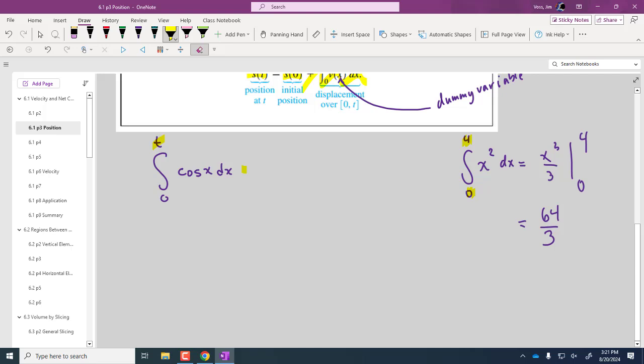Whereas here, when we do the integration, we are going to see the integral of cosine of x from 0 to t. Then we're doing the whole fundamental theorem of calculus thing. We plug in the upper limit, we get sine of t, and then we get sine of 0. And what's sine of 0? Sine of 0 is 0.